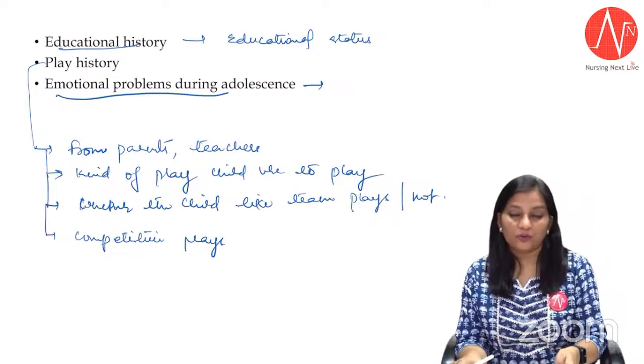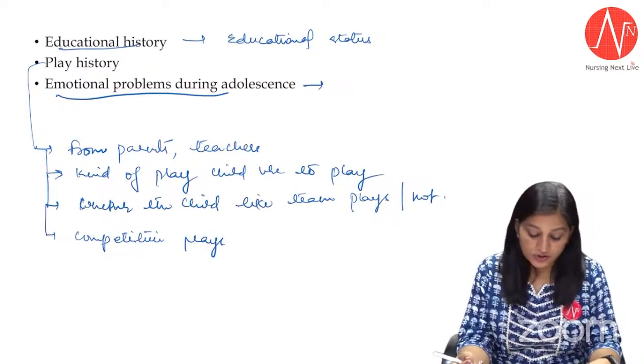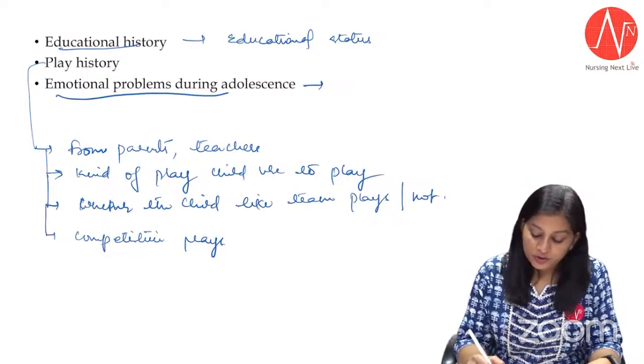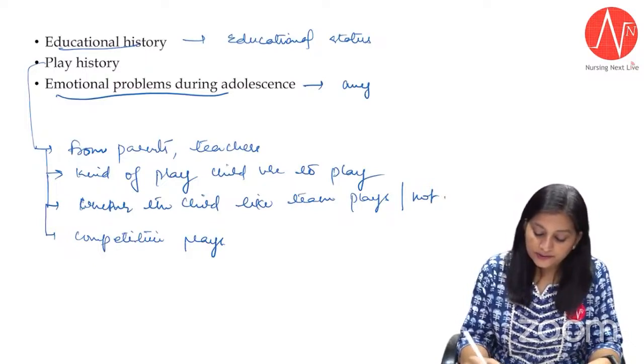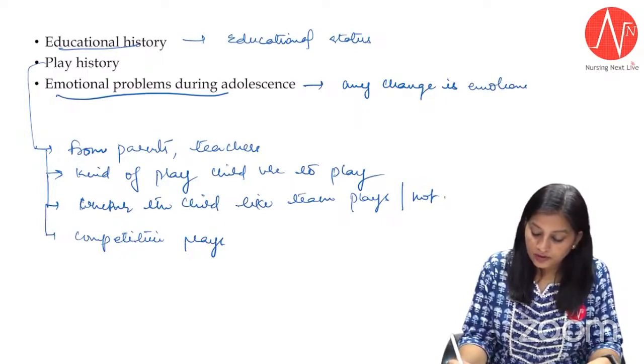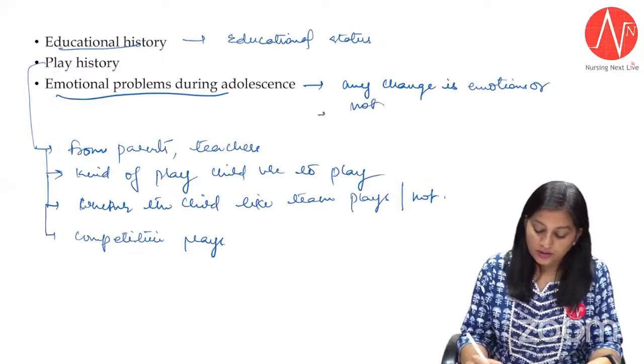So adolescent history is also important because it is a very sensitive age. So whether during adolescence there was any change in emotions or not. Okay, any emotional problem.